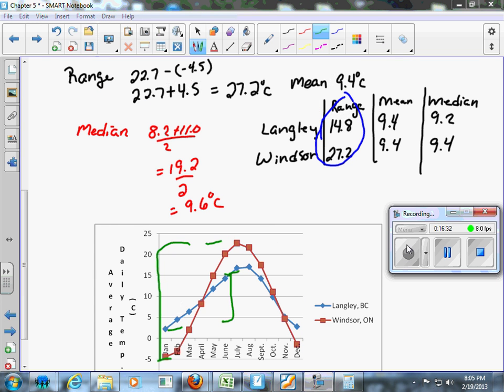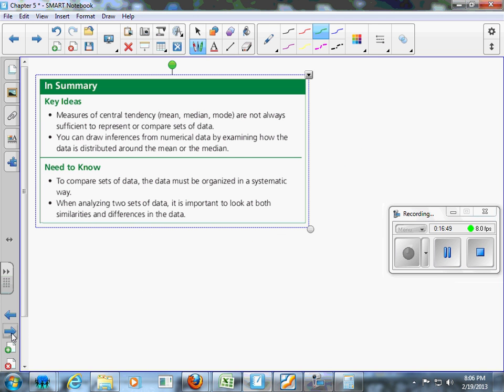So from this, you need to take away that it's useful to look at more than one type of central tendency. You should look at all three, and analyzing a graph can help you pick out patterns or differences between more than one set of data or information. So the key ideas that you need to know: measures of central tendency, mean, median, mode are not always enough to represent or compare sets of data, and you can draw inferences from numerical data by examining how the data is distributed around the mean or median.